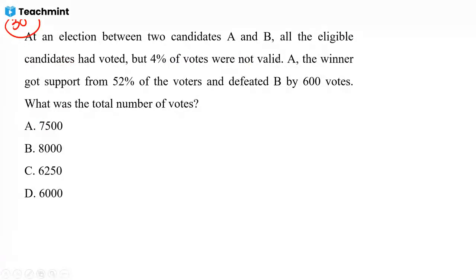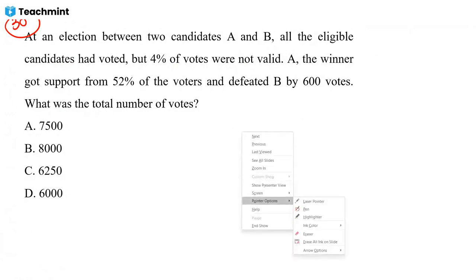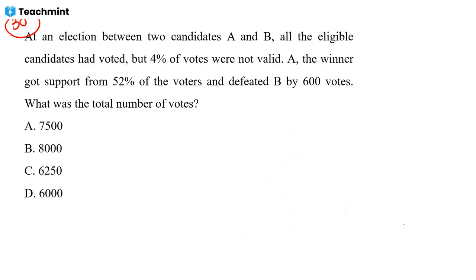An election between two candidates A and B, all the eligible students voted, but 4% of the votes were not valid. Okay, good. A, the winner, got support from 52% of the voters and defeated B by 600 votes. Okay, fine. Now here total votes we don't know. Let's go with the assumption here. I don't know total votes. You can assume something like 1000 or 100, your wish.